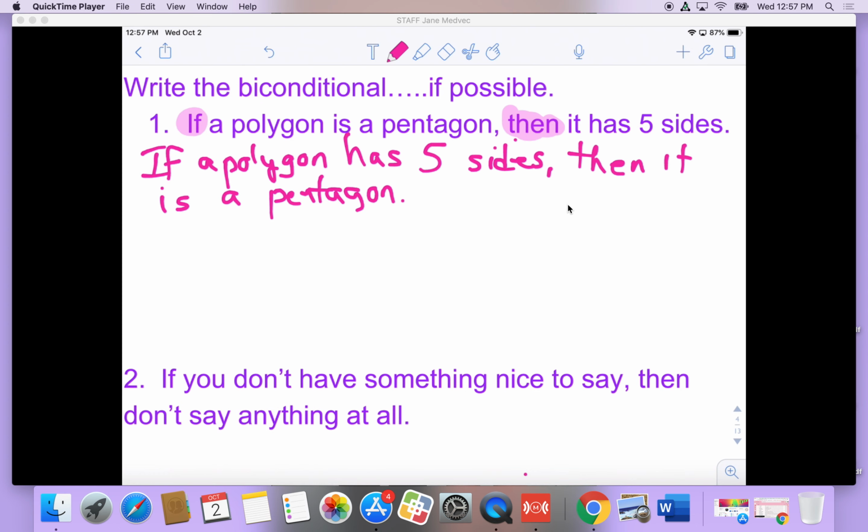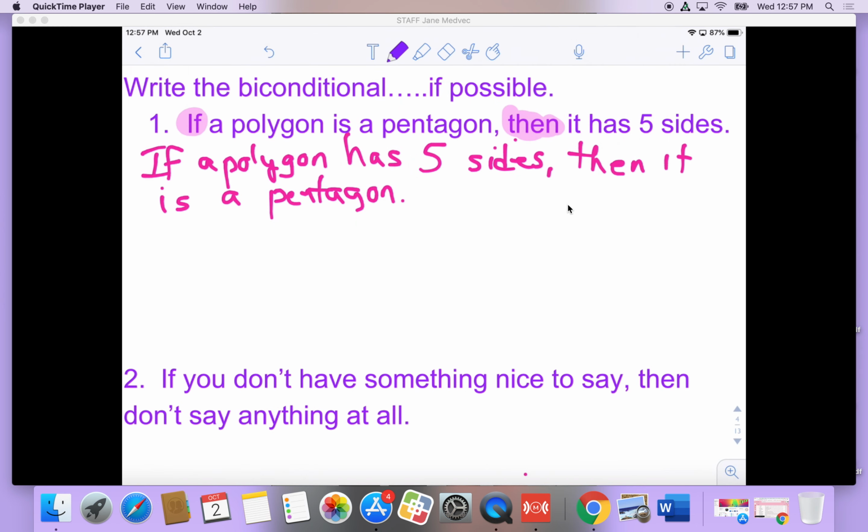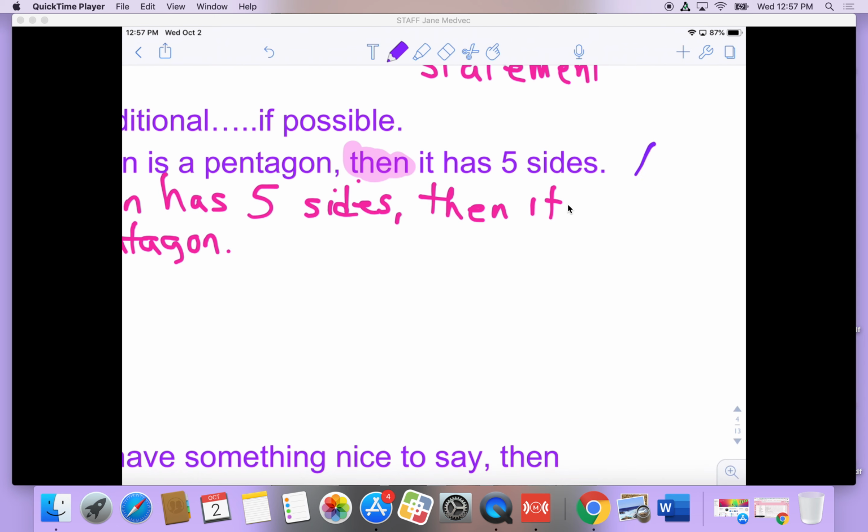Okay, I've got an if, I've got a then. Now we have to check and see, are they both true? So look at the first one, the conditional. If a polygon is a pentagon, then it has 5 sides. Is that true? Absolutely, that's a true statement. This is true.